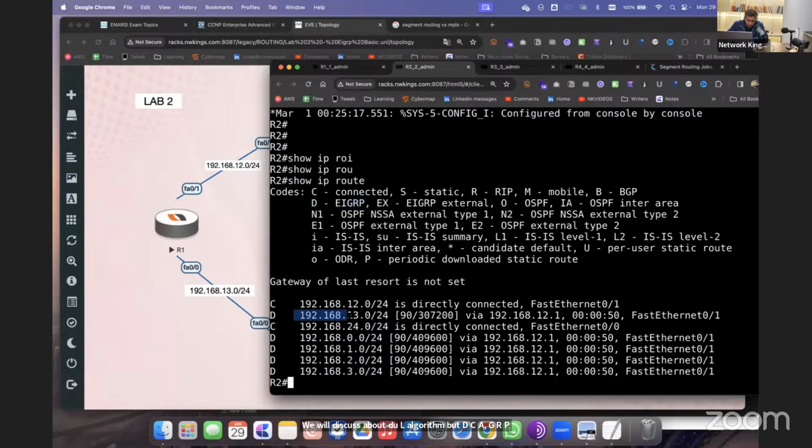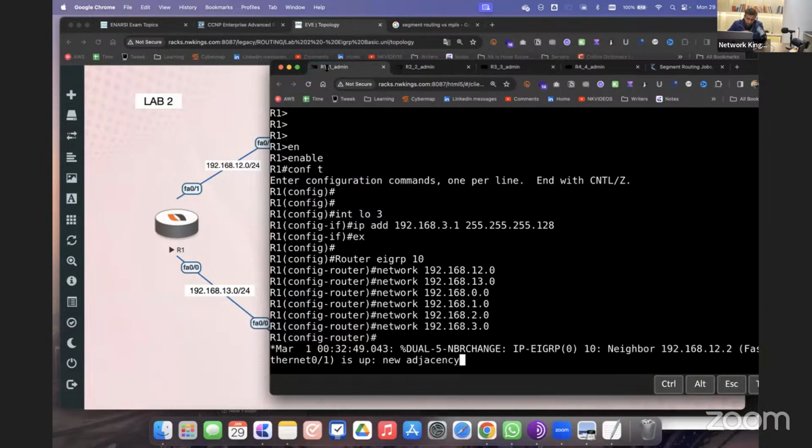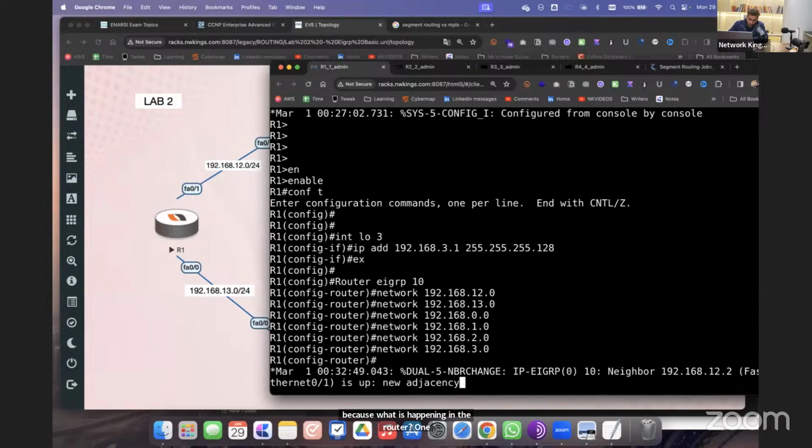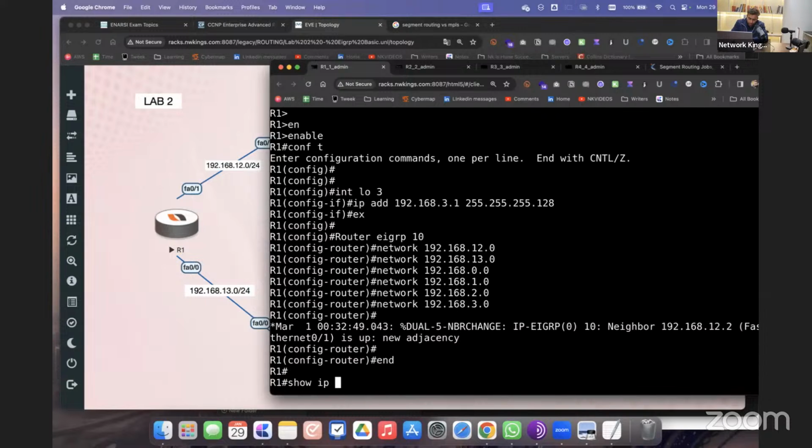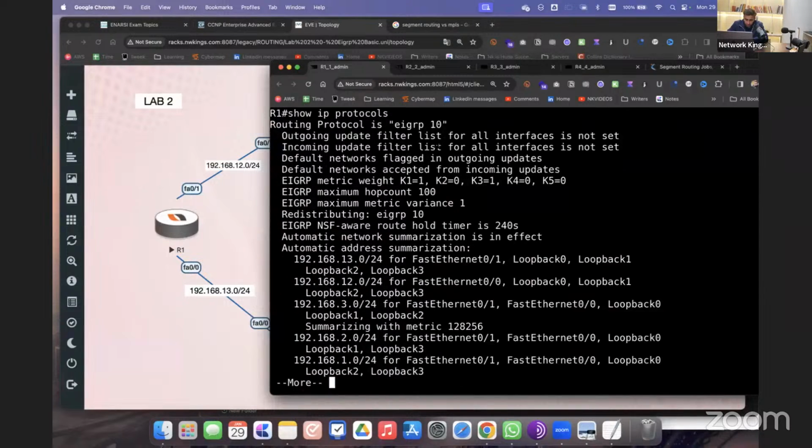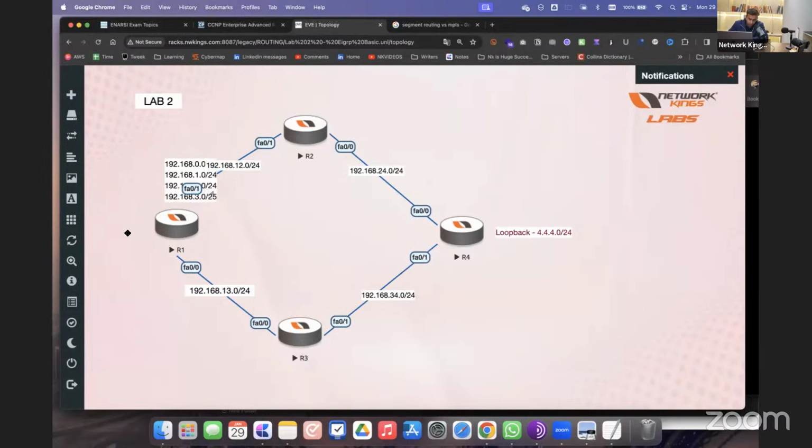So now what you see, I'm getting these networks from EIGRP: 0.0 also, 1.0 also, 2.0 also, but 3.0 is coming as /24. Because of what is happening on router 1, a very important command I'm showing you: show IP protocols. Here you see that I'm running EIGRP 10, and there is a line saying automatic address summarization is in effect. If automatic summarization is in effect, 3.0 will go as a /24.